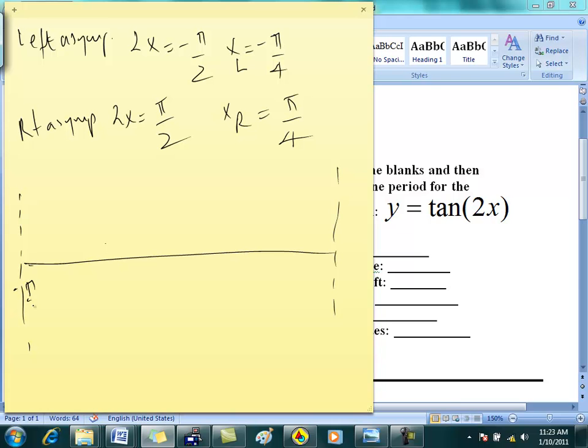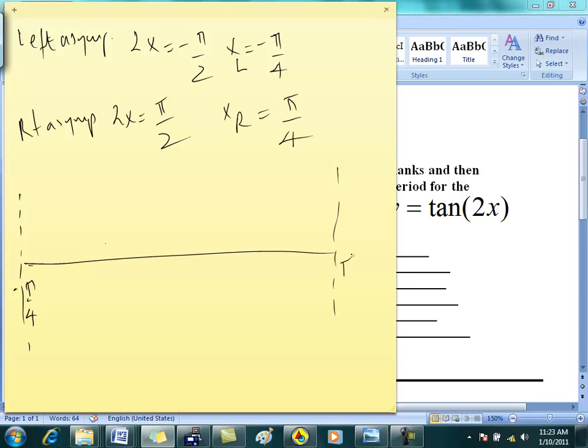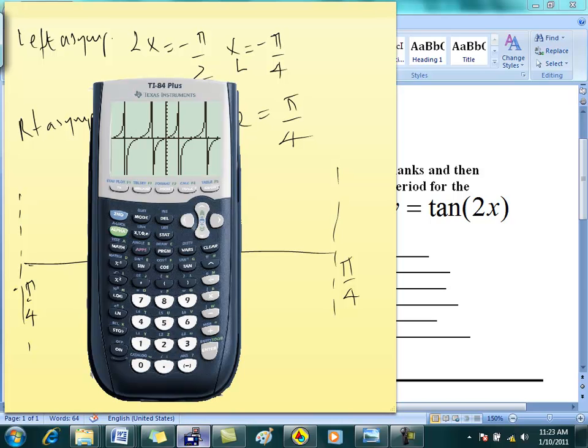Minus pi over 4, and this guy is plus pi over 4. Okay? Halfway in between those 2 points, your function is going to go through a 0. Then let's go take a look at the mother again so we can remind ourselves of what it looks like. It's going from down and going up. You guys with me on that?